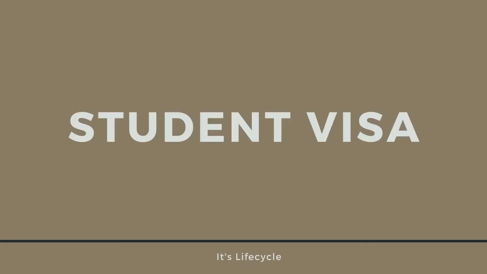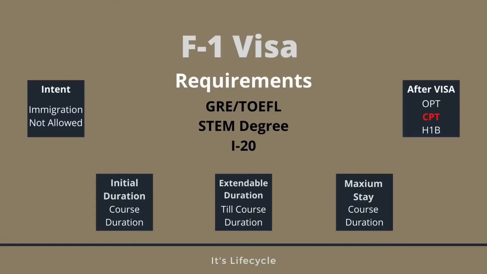Okay, let's dive into the visa types. First of all, let's see the different student visa types available. Among the student visas, the F1 visa is the most famous. Let's dive into the F1 visa. F1 visa is mainly for STEM education. As we discussed before, STEM stands for science, technology, engineering, and mathematics. This is only available for people with this kind of education and professional background. Through the F1 visa, we can apply for bachelor's, master's, and even PhD.